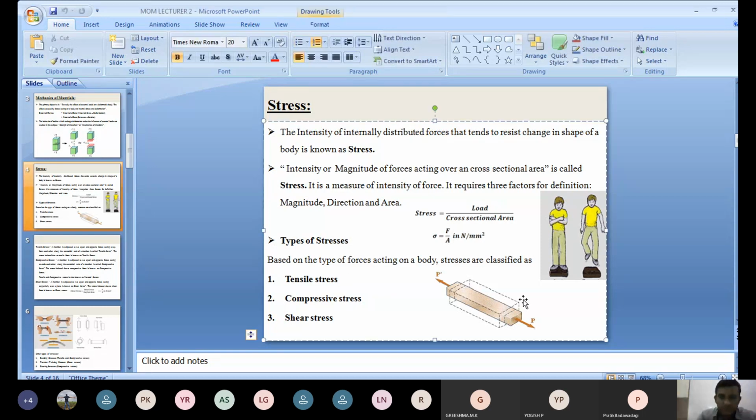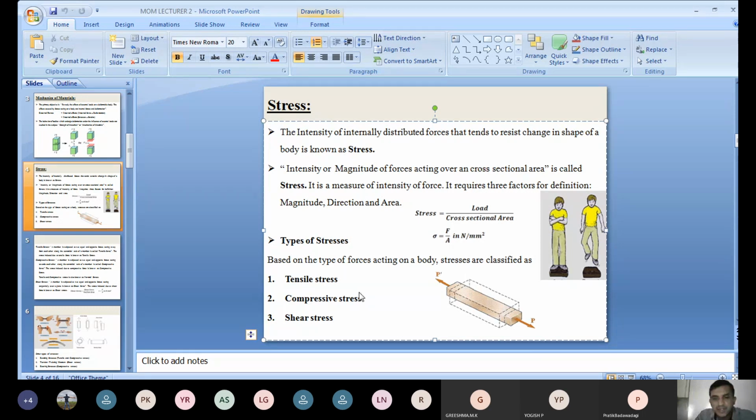Once the body is subjected to a tensile force, it elongates, meaning the length dimension increases, and the other two dimensions, the lateral dimensions, decrease. You can see here that the dotted line shows the original shape and dimension of the body. Once you apply a load, two equal and opposite forces along the centroidal axis, the length increases and the other two dimensions decrease. The stress induced in the body is tensile stress.